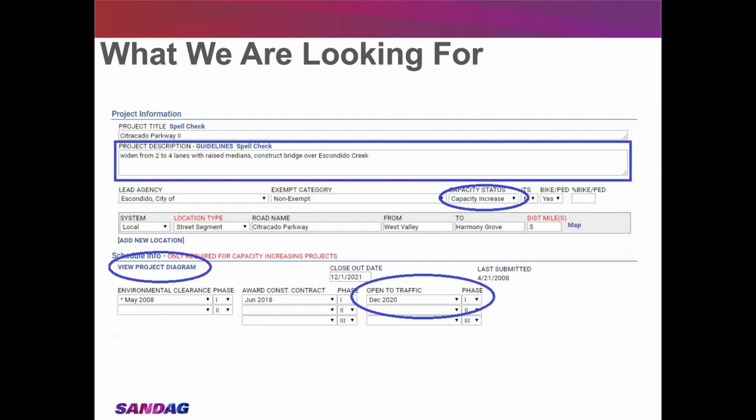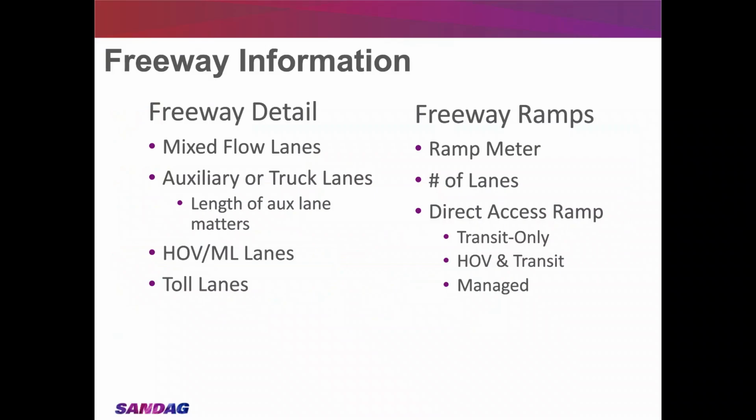And the second most important item is the item circled at the bottom, which is the open to traffic date. And as you can see, there are options for 3 phases in case your project has multiple components. But going back to that project diagram, let's go into what we're looking for and what is very easy for us to interpret and enter into the model.